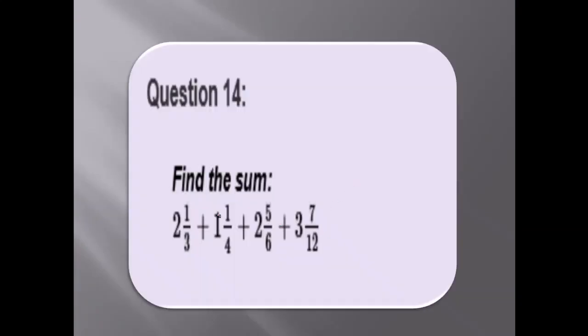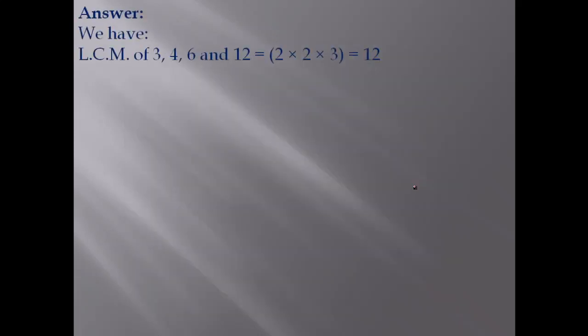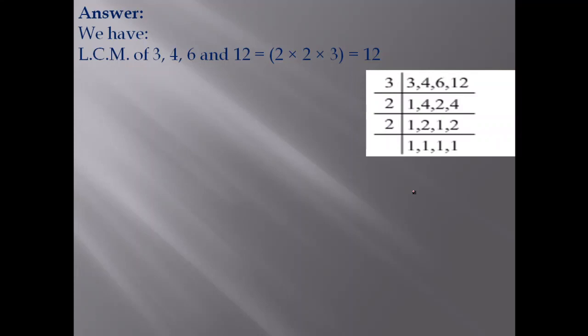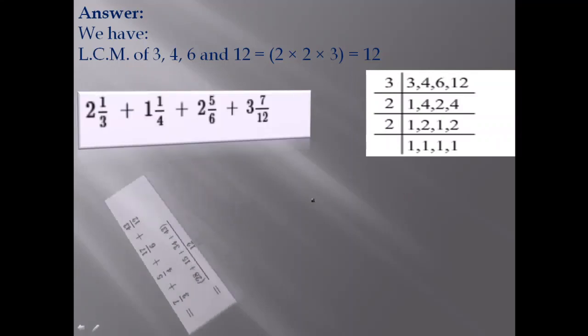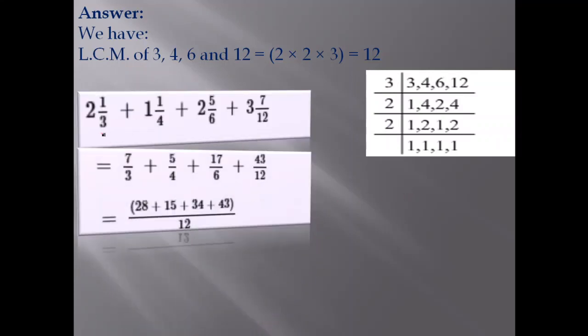Here question number 14. 2 1 upon 3 plus 1 1 upon 4 plus 2 5 upon 6 plus 3 7 upon 12. So all the mixed fractions, firstly we have to convert into improper fractions. Here I will show the improper fractions. 2 1 upon 3, when we change it into an improper fraction, we are getting 7 upon 3. Here 1 1 upon 4 is 5 by 4, and 2 5 by 6 is 17 upon 6, 3 7 upon 12 is 43 by 12.